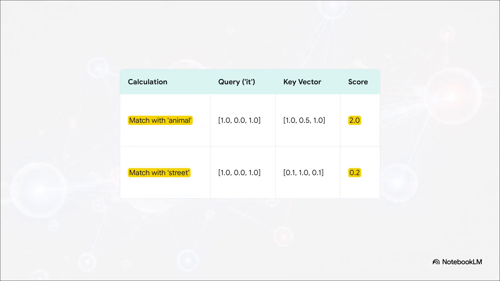And here's where the magic happens. Look at this. Because the context is "tired," the query vector for "it" is searching for something that's biological and can have a state of being. So when it multiplies with "animal," bam, it gets a high score of 2.0. But with "street," the score is a measly 0.2. The math has found the link.